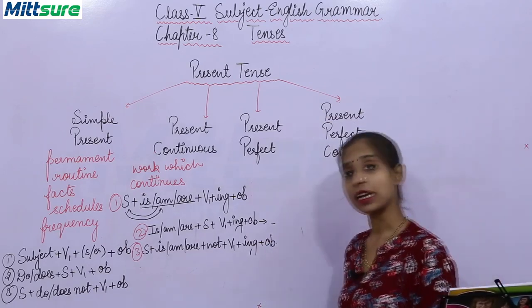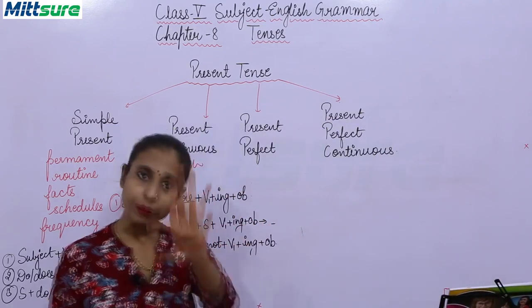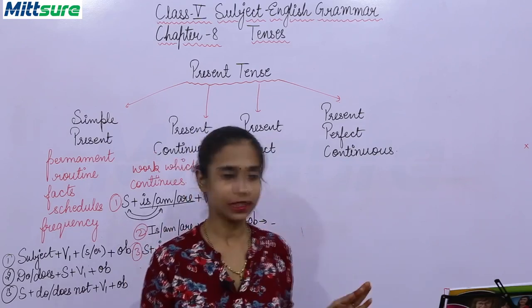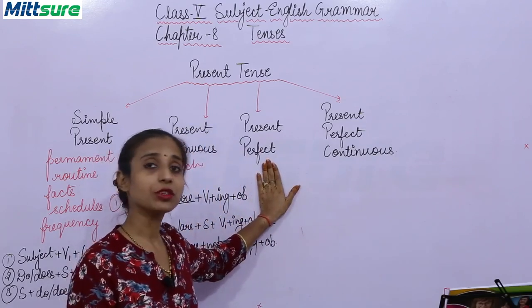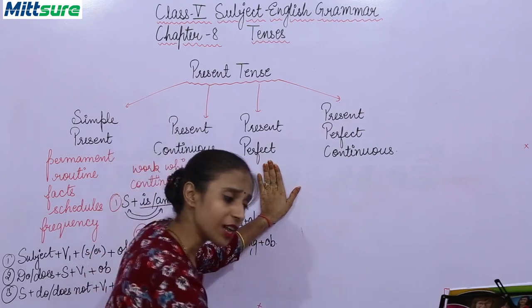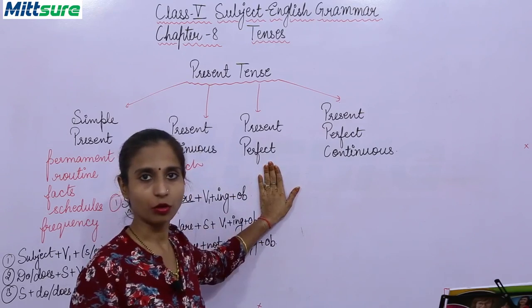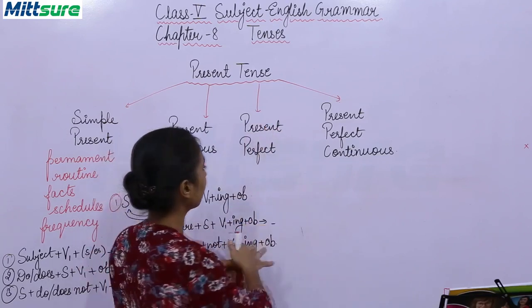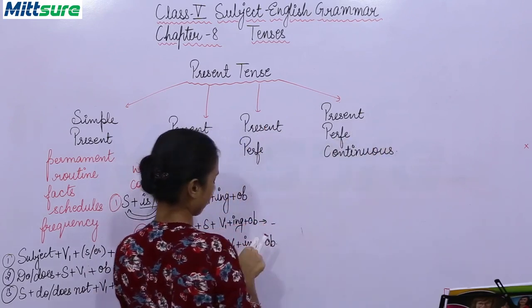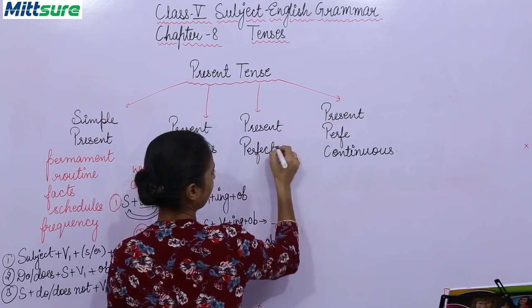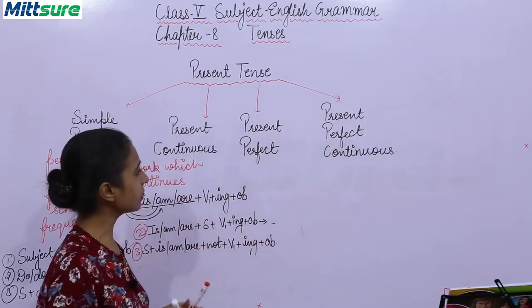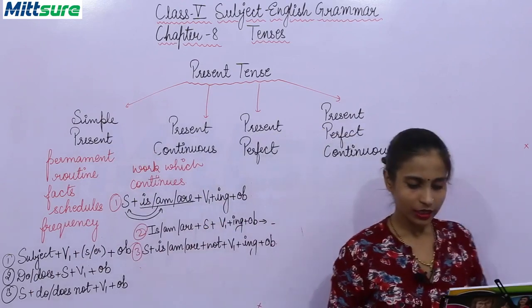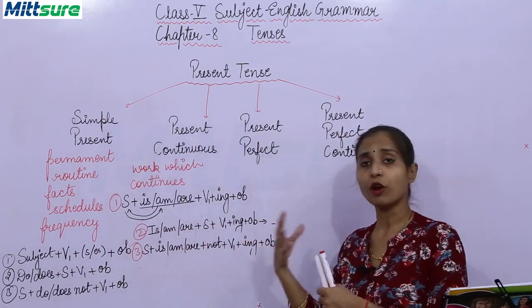Present perfect tense. Now, in the previous session, I told you in perfect tenses, we include the work which is completed. So, present perfect means we are going to include the work which has just completed a few seconds ago or a few moments ago. All right, present perfect. The present perfect means the work which has completed a few moments ago.